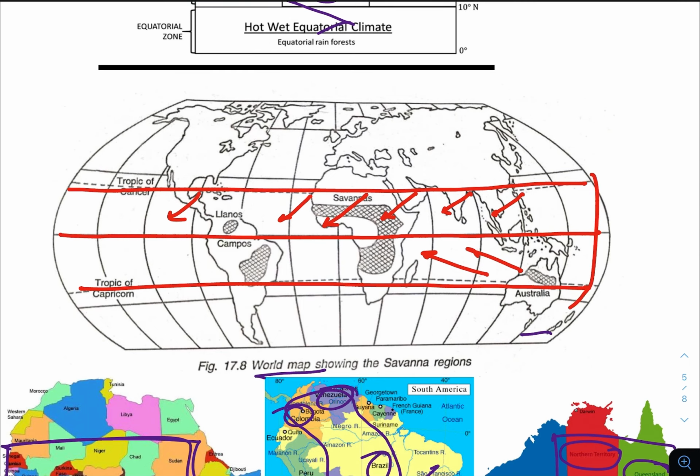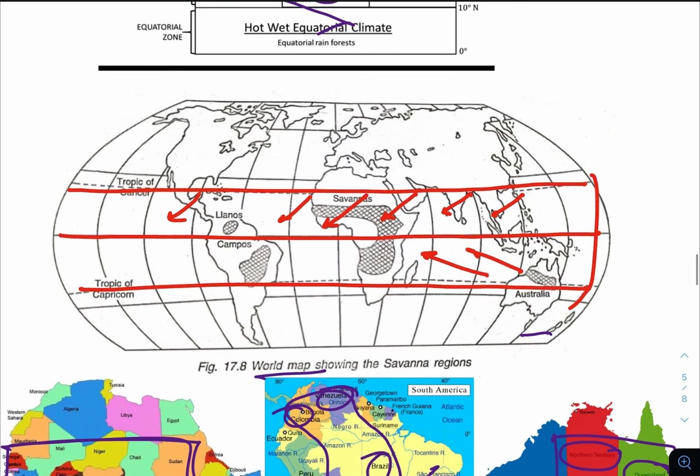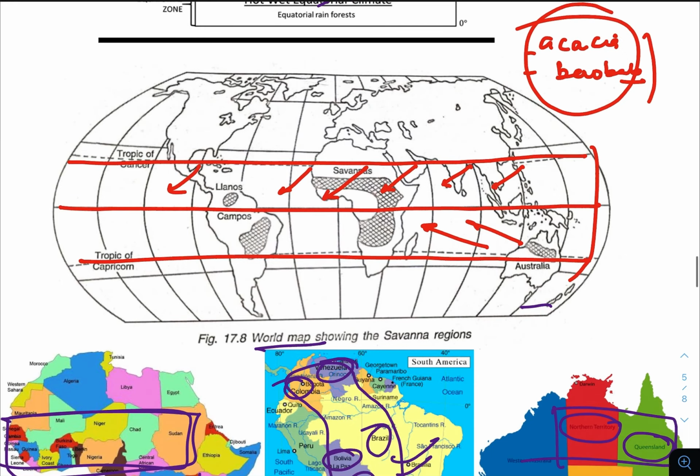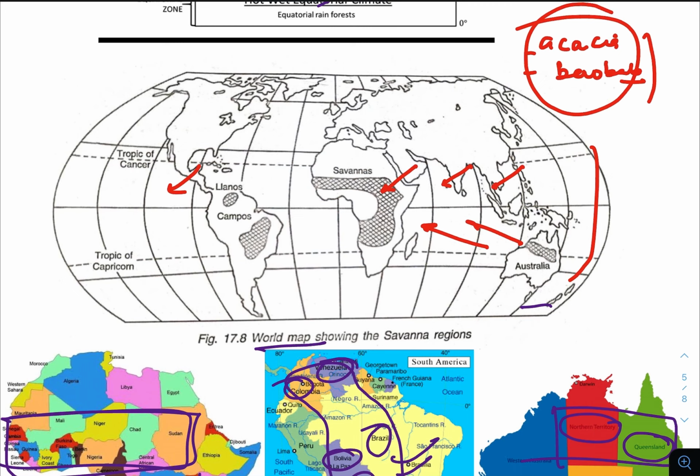The main trees found here are, first, the acacia, and second, the baobab. You have to remember these two trees. And the last one is about human vegetation. This region comprises about 15 percent of the earth's area, but not the same proportion of the population.